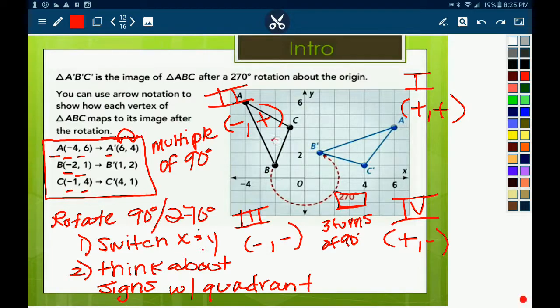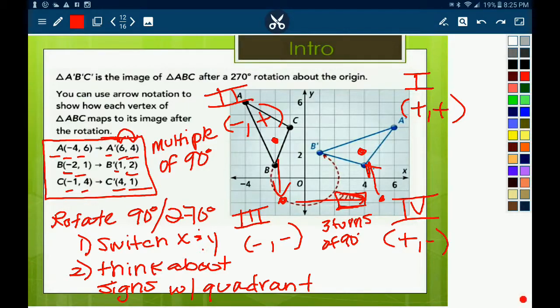So it's kind of like it hops from the second quadrant to the third quadrant to the fourth quadrant, back up to the first quadrant. That's 1, 2, 3 turns of 90. That would be 270 degrees, and the first quadrant is all positive, positive. That's why A prime is positive, positive. Positive 6, positive 4. Positive 1, positive 2. Positive 4, and positive 1.